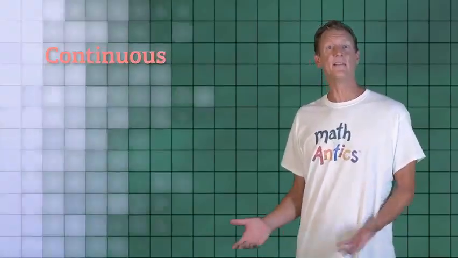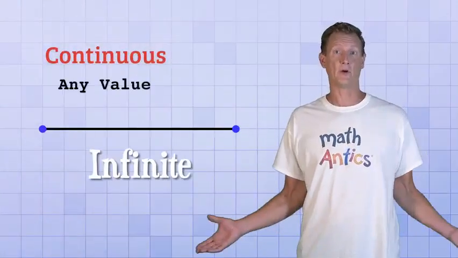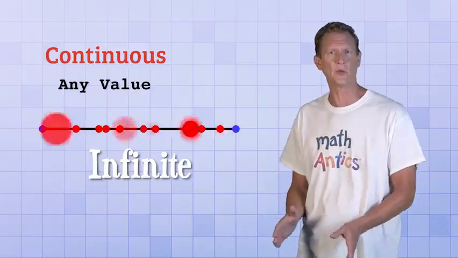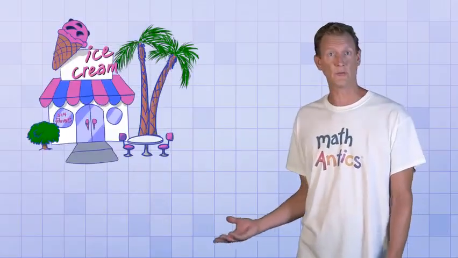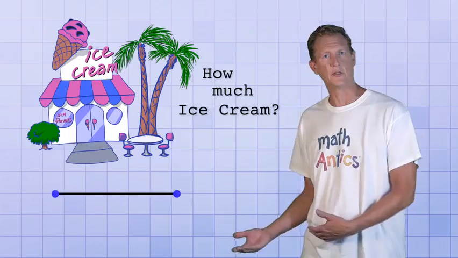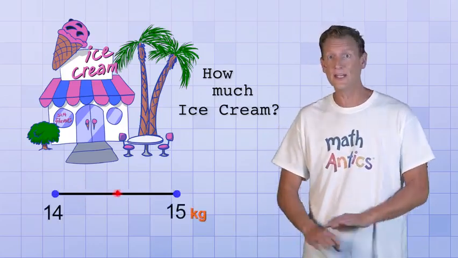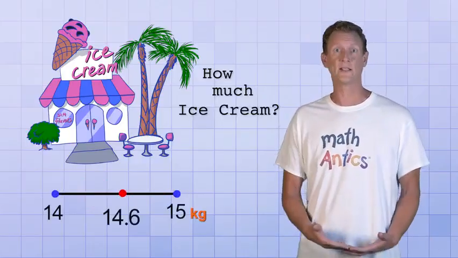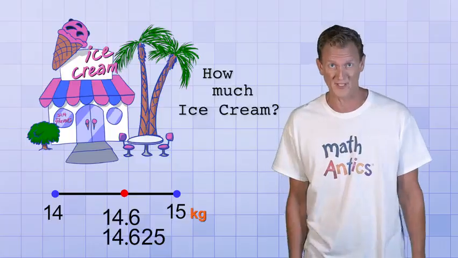Continuous data is data that can have any value in a range. For continuous data, there's an infinite number of other possible data values in between any two actual data values. For example, if you ask an ice cream shop how much ice cream they sold on a hot Saturday afternoon, they might tell you 14 or 15 kilograms. But they could also tell you that it was any number in between, like 14.6 kilograms, or even 14.625 kilograms if they can measure that precisely.